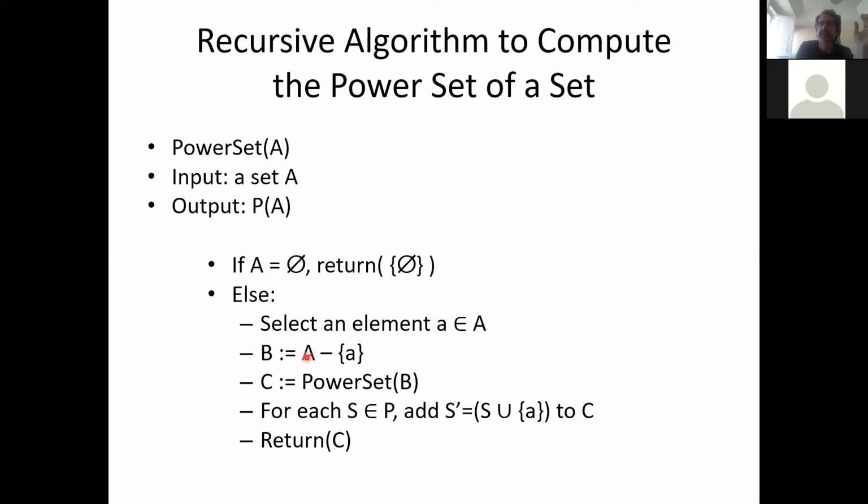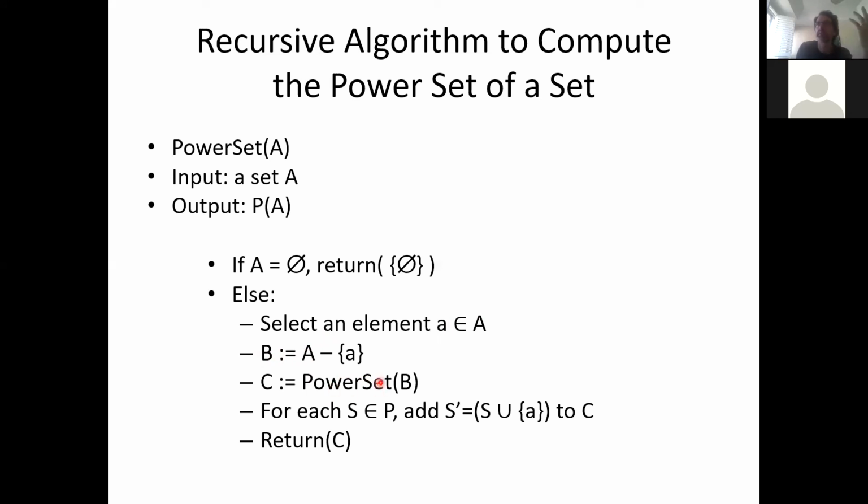Now let B be the set A reduced by removing that chosen element. So whatever the size of the input set was, for set B you can say definitely what its size is. It's one less than the size of A. So that may be a good moment for some recursion. Indeed, we're going to run a power set algorithm on that reduced set, whose cardinality is just one less than the cardinality of the input set.